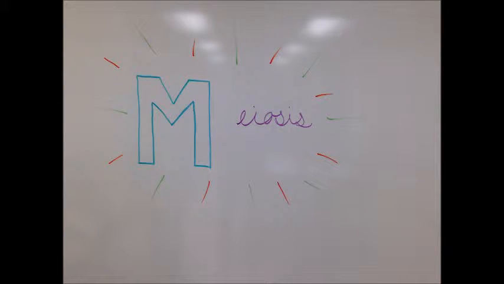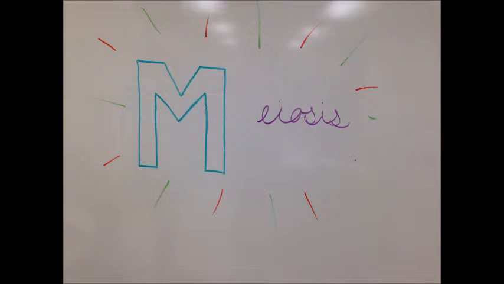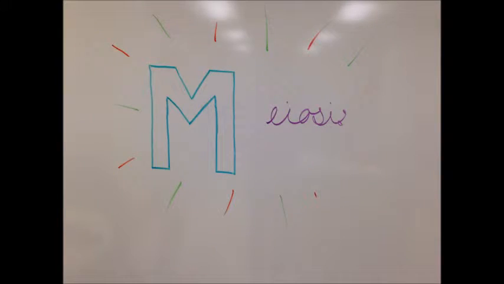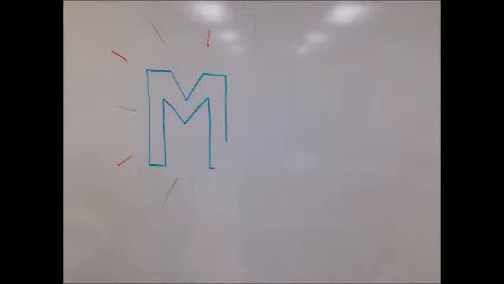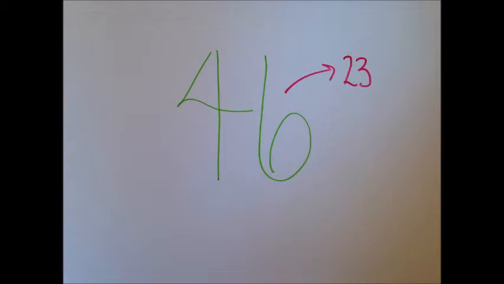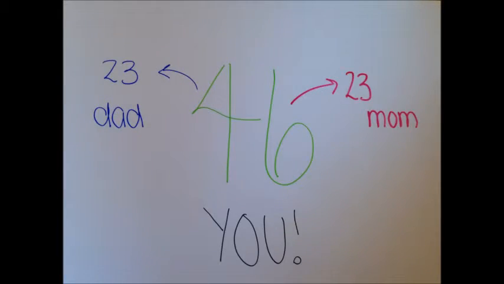Meiosis is a type of cell division that specifically creates gametes. The chromosome numbers are cut in half during meiosis. The main goal of meiosis is to produce 4 genetically different haploid cells. A somatic diploid human body cell has 46 chromosomes, 23 from the mother and 23 from the father.